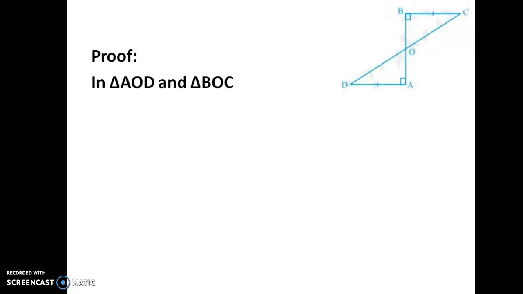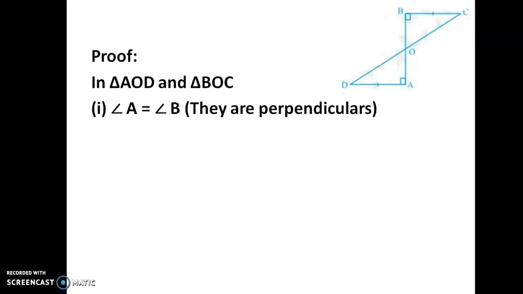So let's prove it. So let's take these two triangles. That is triangle AOD and triangle BOC we are taking. Okay. So in these two triangles, angle A equal to angle B. Why? Because both are 90 degree. They are perpendicular, no? So both are equal to 90 degree. Then AD equal to BC, that is already given. Okay, this AD is equal to BC, that is given in question.